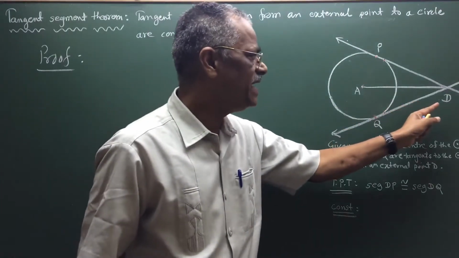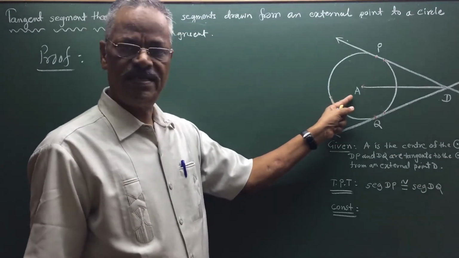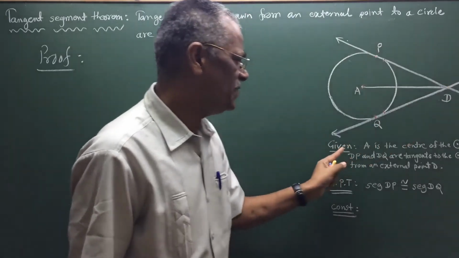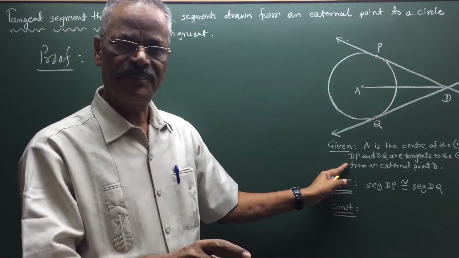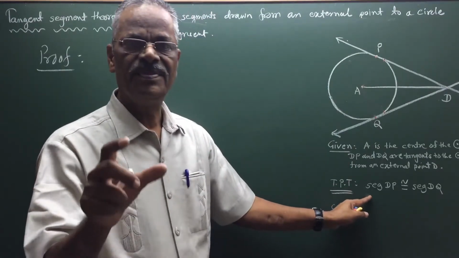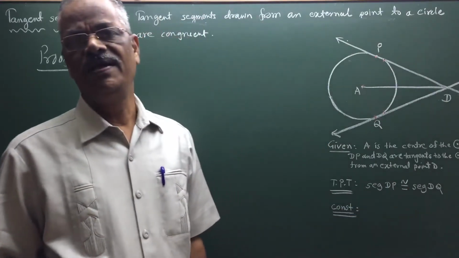See that D is an external point. There is a circle with center A. DP and DQ are two tangents drawn there. That is the given part. We have to show that they are equal: DP and DQ are equal.